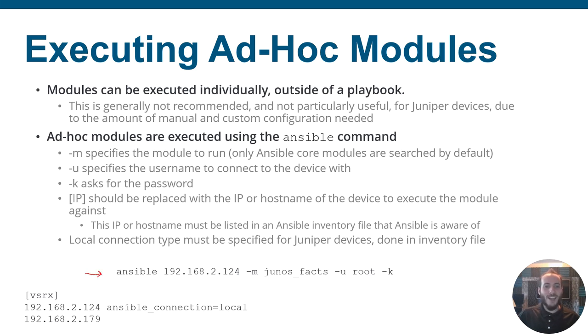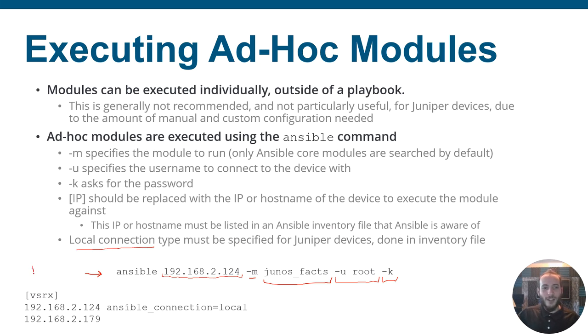You use the ansible command and then specify the -m and the module name. You need to specify a user to connect to the device with, and the -k is to prompt for a password. And down here, you would specify the IP address or hostname of the device within your inventory file that you should execute the module against. It does need to be listed in the Ansible inventory file. Additionally, for Juniper devices, the local connection type must be specified in your inventory file.